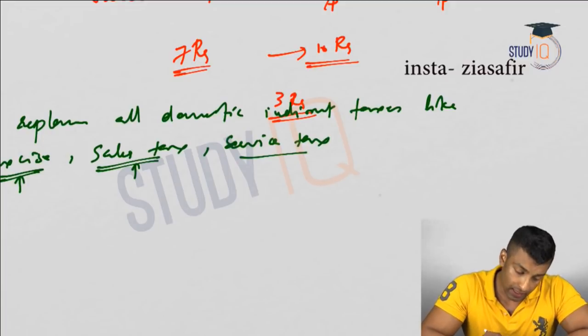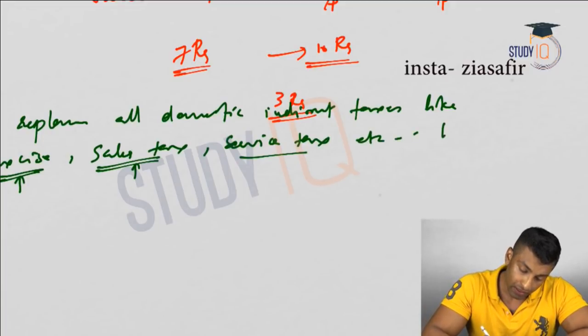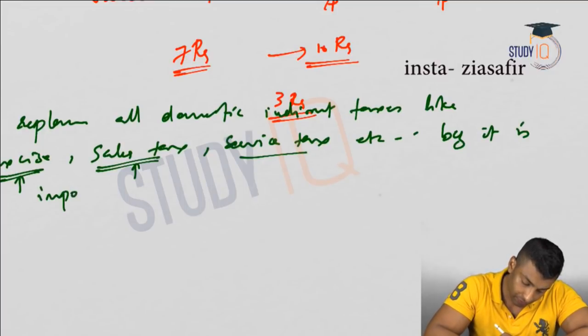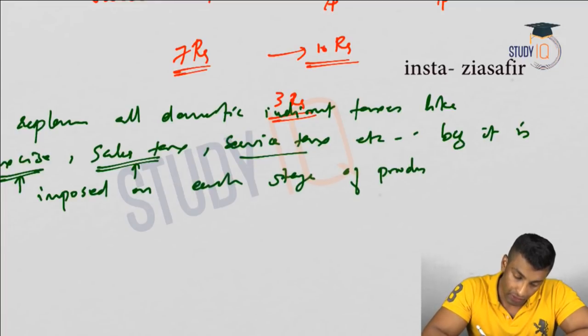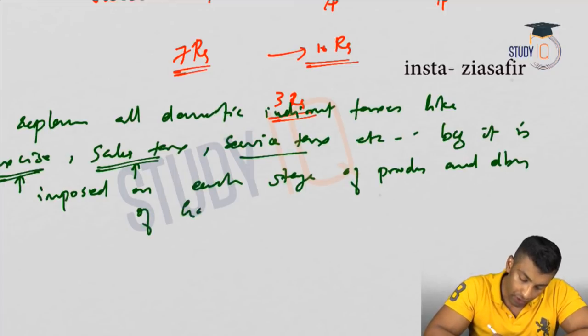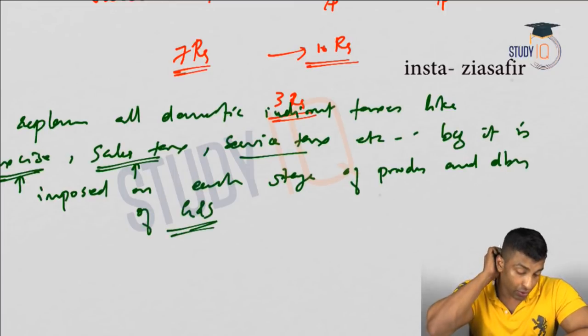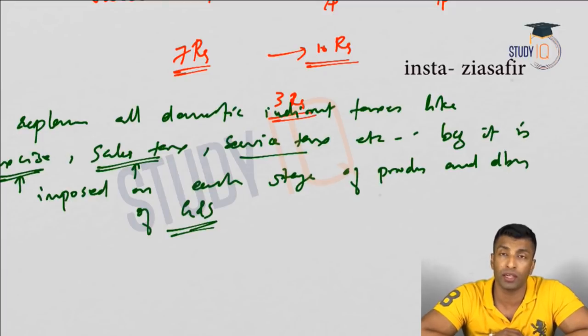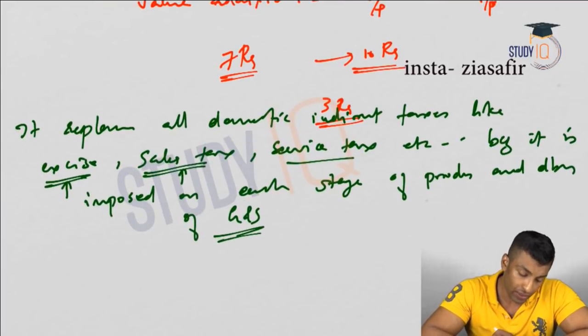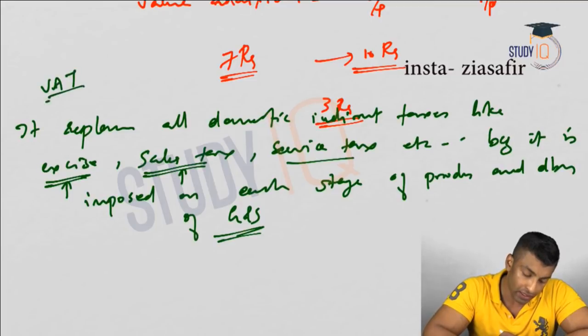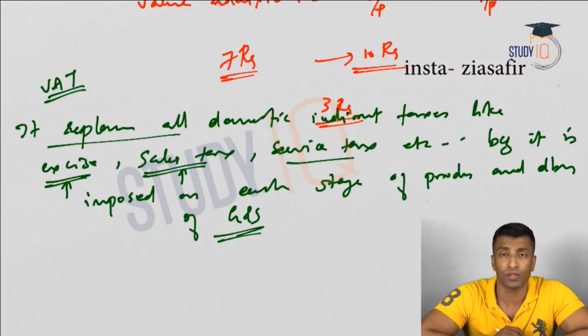So service tax, etc., because it is imposed on each stage of production and distribution of goods and services. So these are actually imposed at different stages. So now it will be on the base of value addition. So actually VAT will replace all these taxes. Okay, so that is the idea.